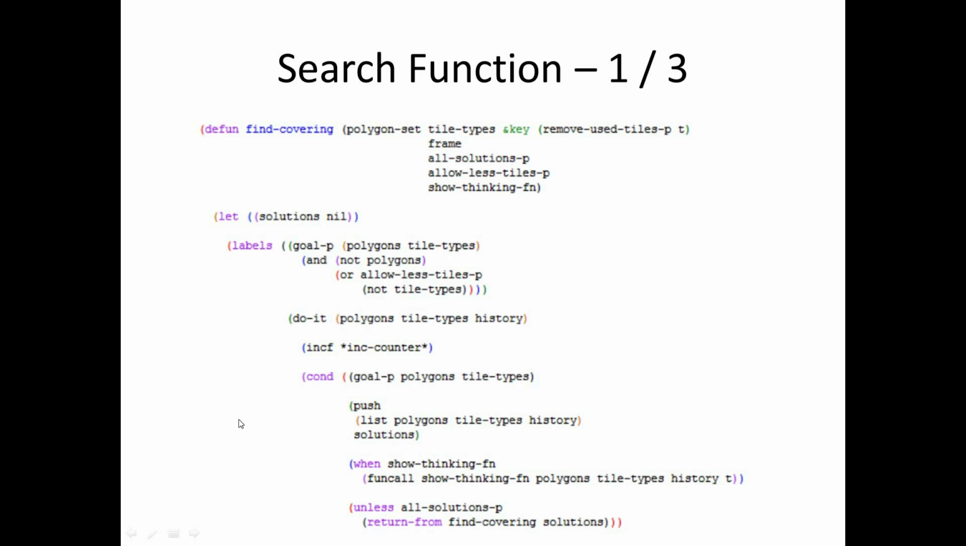I'm sure you'll all love to see some Lisp code, so let's have a look at the find covering main function. It takes as input the problem polygon, which is a list of polygons, and the set of tile types, which is a list of lists of polygons. As explained, each tile type represents the tile and its reflected variants. Then we are using a local variable solutions here to keep track of the solutions found so far, and the main search is performed by this local function doIt.